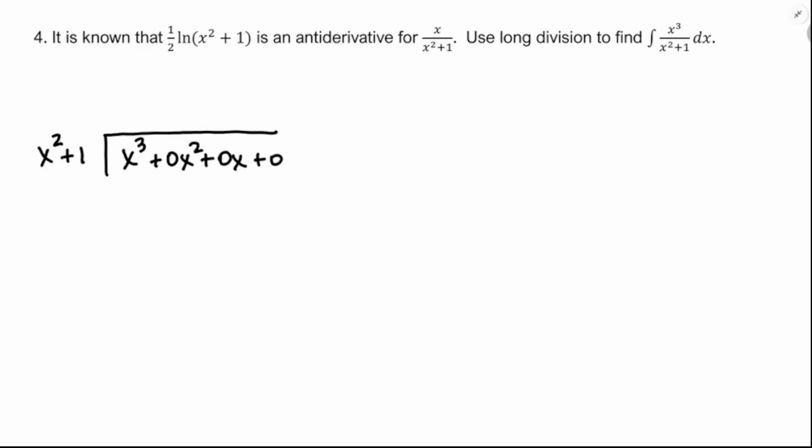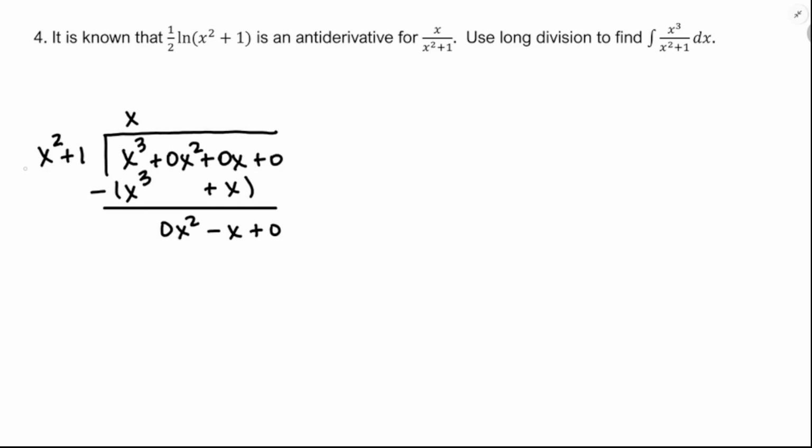Fortunately, I asked myself, what do I need to multiply x squared by to get x to the 3? That would be x, and then I will distribute that back around: x to the 3 plus an x. Oh, I guess I didn't need all of that, but maybe it helps you keep the structure straight. I'm going to subtract those things here. I'd get 0, 0x squared minus an x. Bring down that 0.